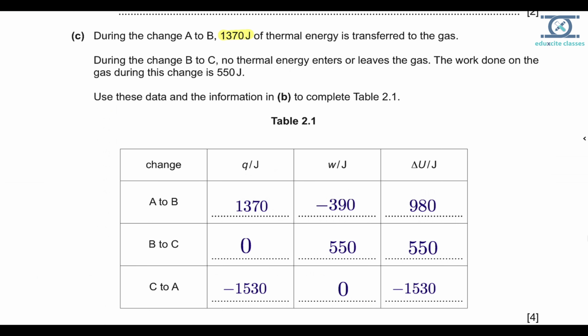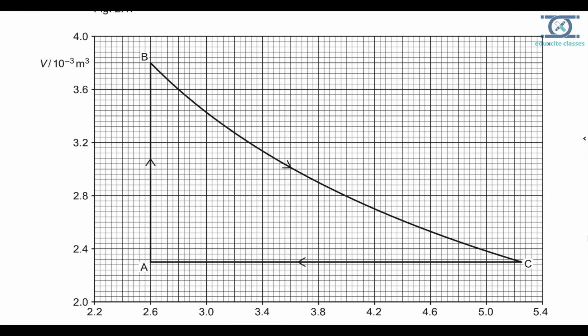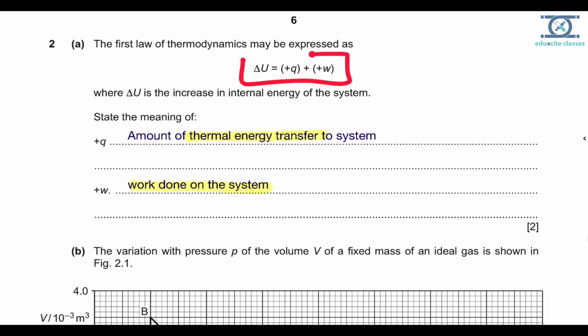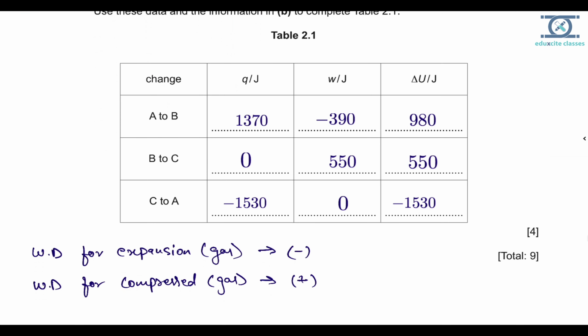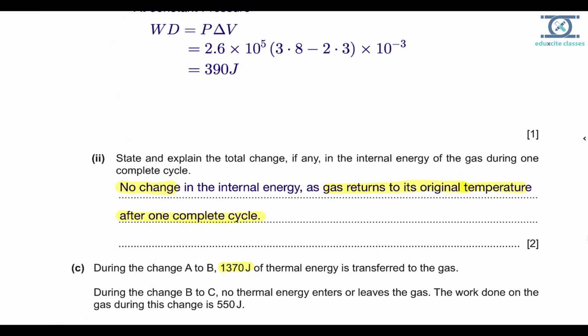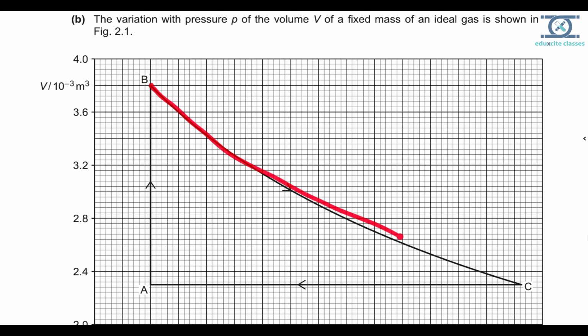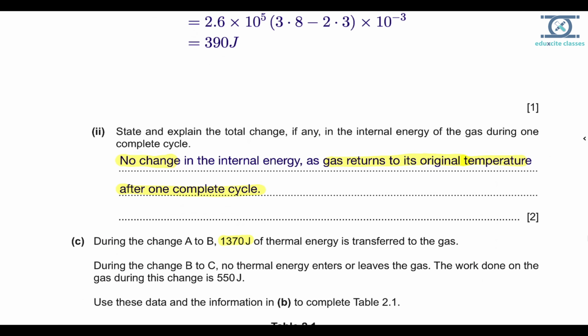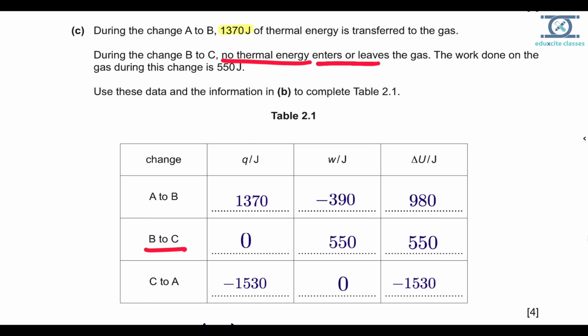Now using the first law that is given in the question, using this expression, you can find the value of change in internal energy, that is delta U. So by using this, we have calculated that the change in internal energy is 980 joule. So for A to B, we have completed the table. Now from B to C, if you see the graph, also in the question it is given that no thermal energy enters or leaves the gas. So there is no transfer of thermal energy, so Q is 0 for B to C.